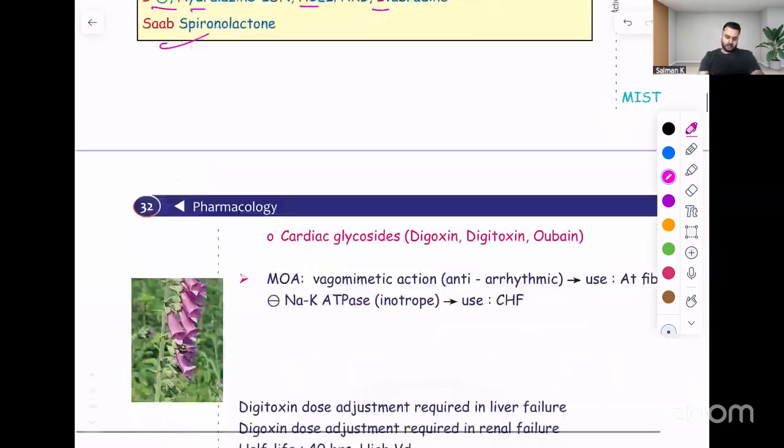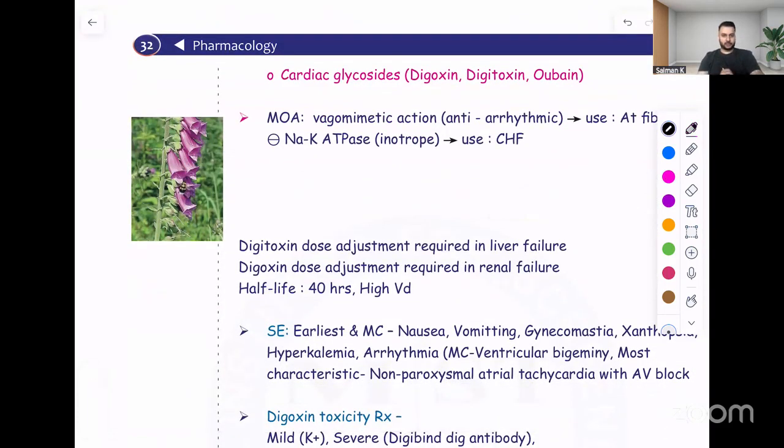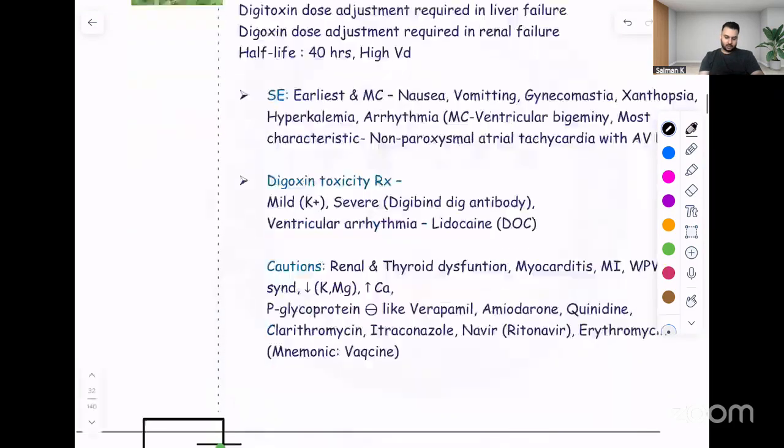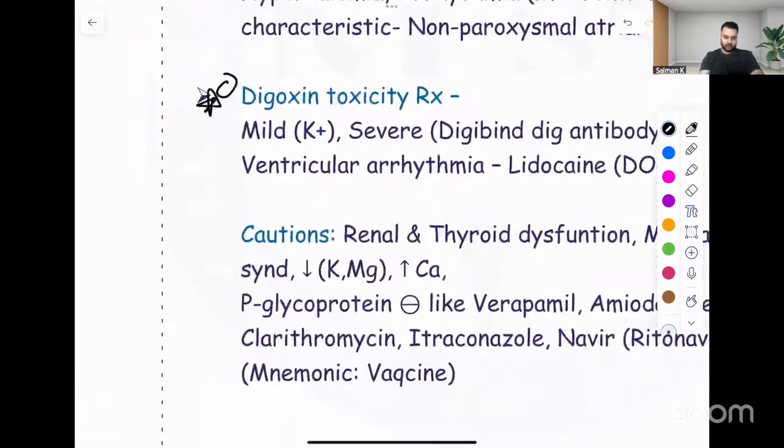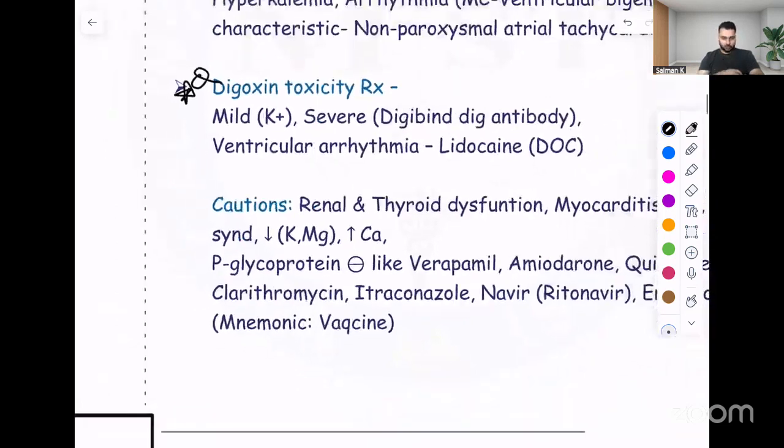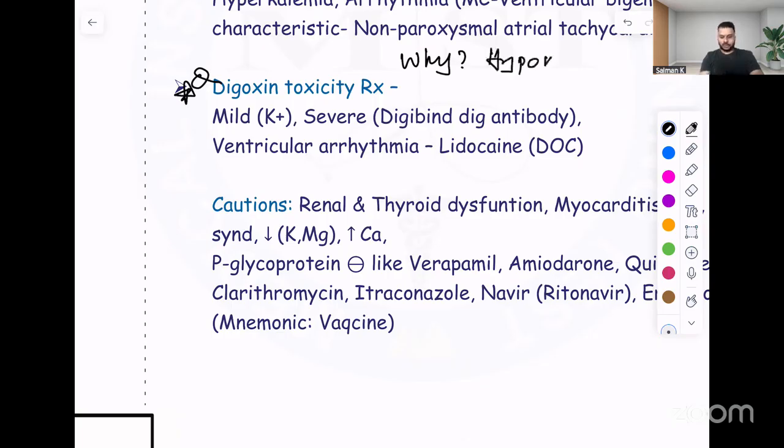Okay. Next, when it comes to digoxin, digoxin toxicity is a topic they love to ask. So you must remember, when it comes to digoxin toxicity, they will ask you why it happens. Why did the toxicity happen in the first place? Your answer should be hypokalemia did it. Hypokalemia produces digoxin toxicity. And once there is digoxin toxicity, how do you treat it? That is the second thing.